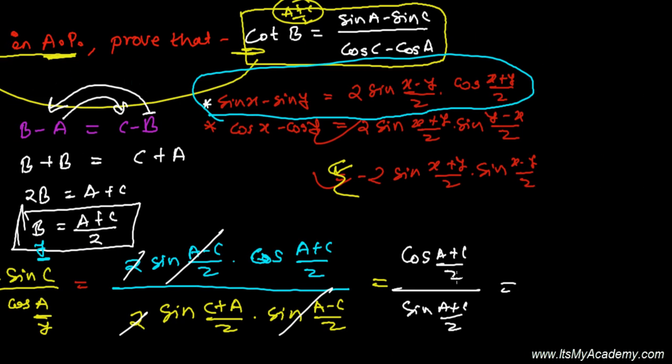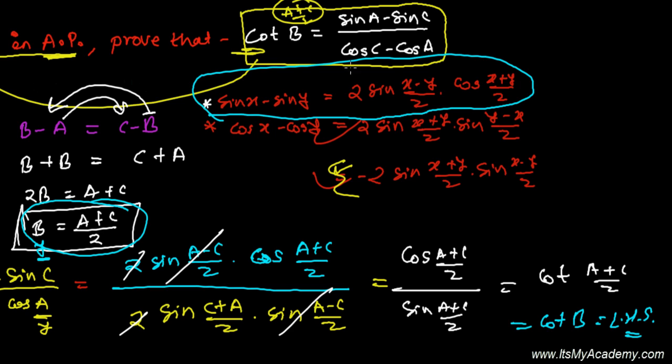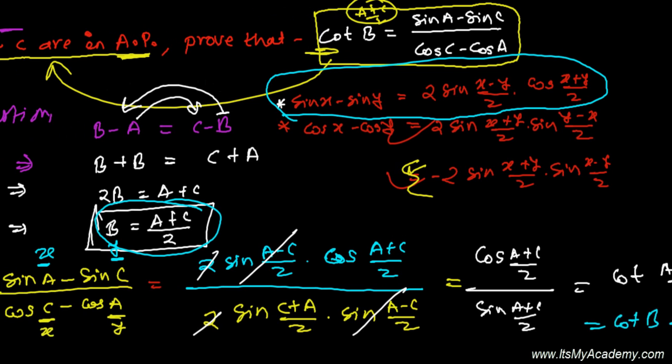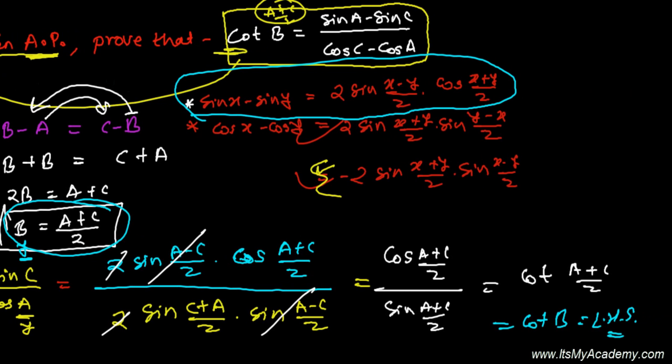All right, so now what is that? Cosine of (A plus C) by 2 over sine of (A plus C) by 2, that's a ratio of cot: cot of (A plus C) divided by 2. Oh, how bad my handwriting is. All right, and we had recently converted this (A plus C) by 2 as B, so it's going to be cotangent of B. Hey, that's our left hand side. Cotangent of B is equal to (sine A minus sine C) over (cos C minus cos A). That we proved. So this is how we need to do it.